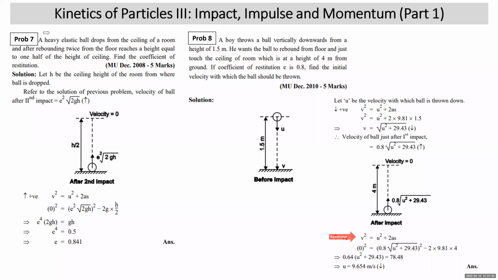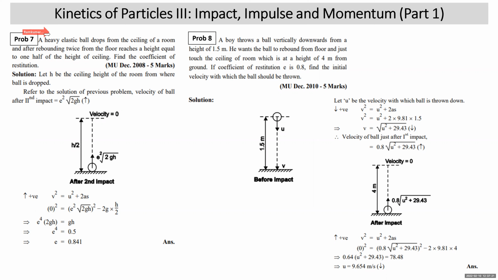Let's take a few problems based on this. Problem number 7. A heavy elastic ball drops from the ceiling of the room and after rebounding twice from the floor reaches a height equal to 1/2 of the height of the ceiling. Find the coefficient of restitution. Let h be the ceiling height of the room from where the ball is dropped.